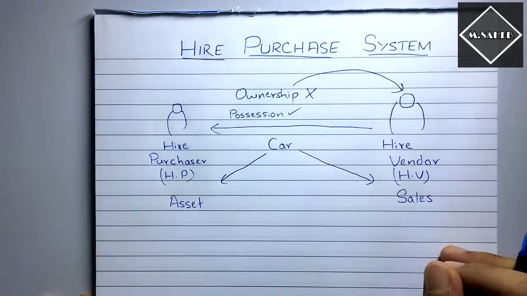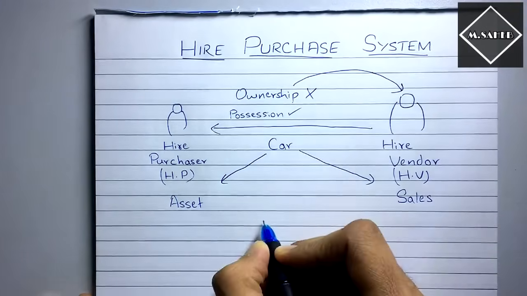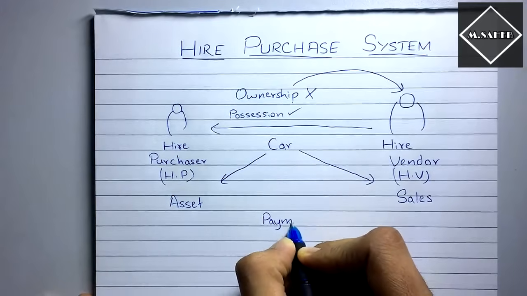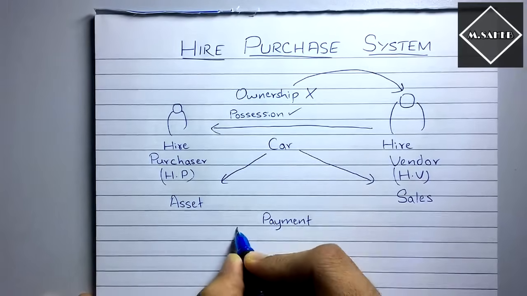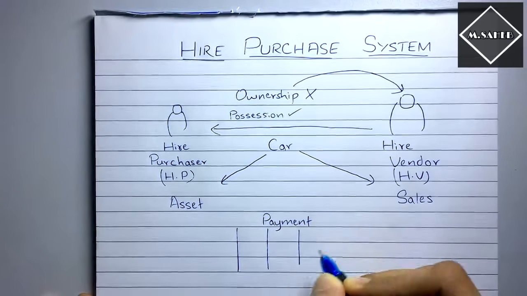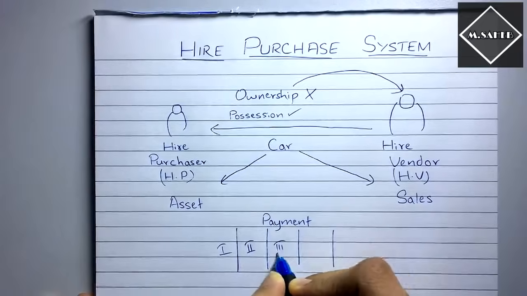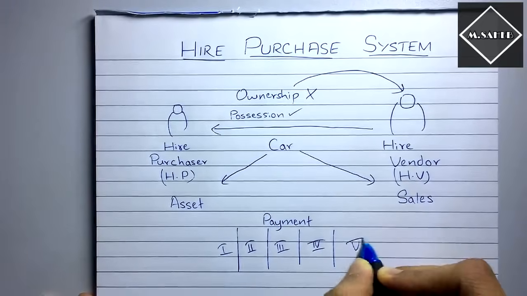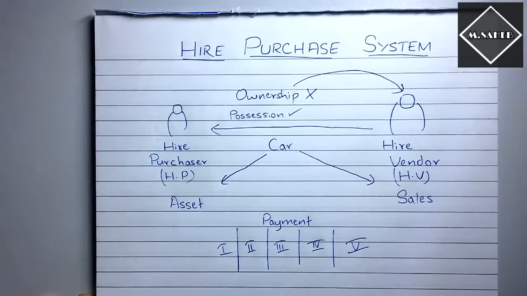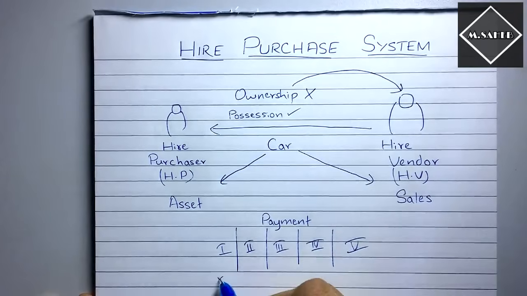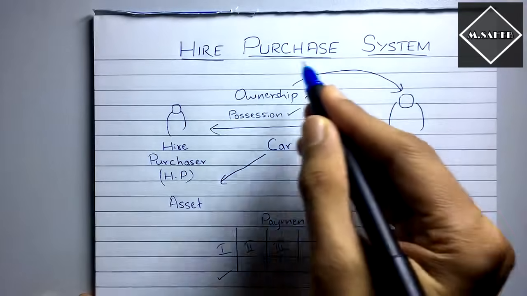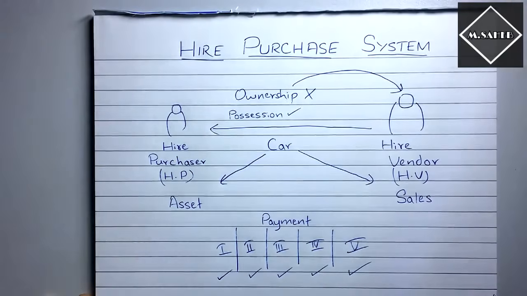Now I'll tell you the payment thing. The payment will be made on an installment basis. Maybe let's say 5 years: first, second, third, fourth, and fifth year. Let's say 5 installments. So after paying off all these installments, only then will the ownership be transferred to the hire purchaser. So all the payment has to be paid.